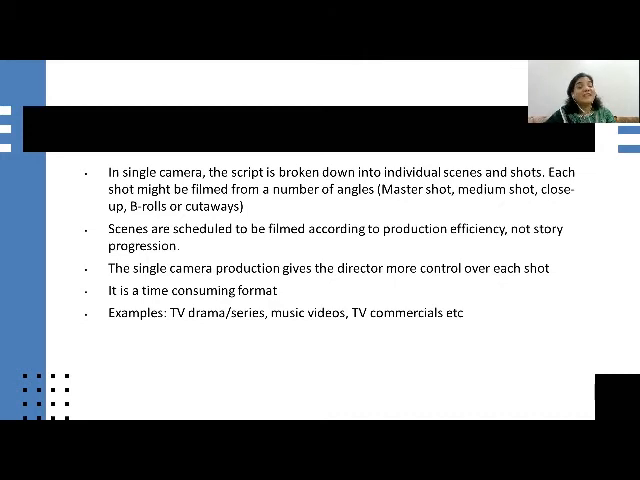Scenes are scheduled to be filmed according to production efficiency, not exactly story progression. I have already talked about it कि जिस तरह से वो बच्चा बड़ा हो रहा है उस तरह से आपने शूट नहीं करना है। हो सकता है आप बाद के सीन्स पहले शूट कर लो और शुरू के सीन्स बाद में शूट करो। Story progression doesn't matter when it comes to single camera production.